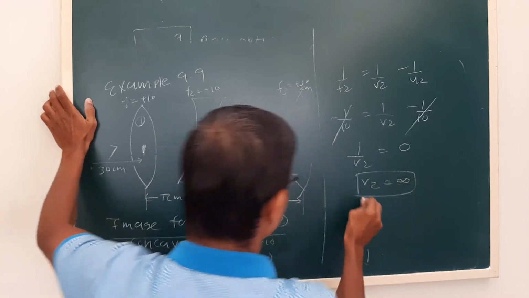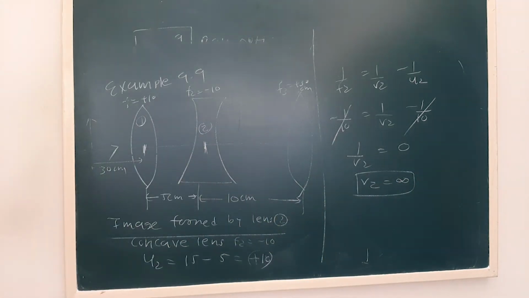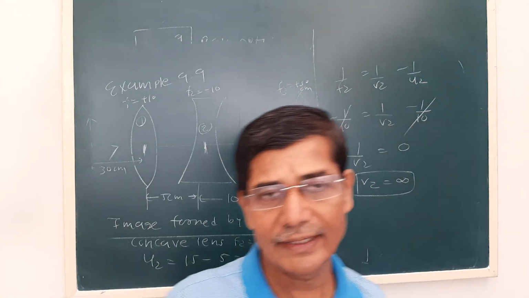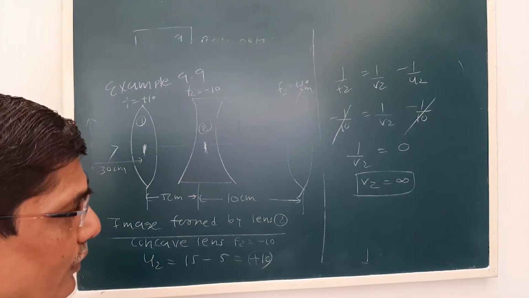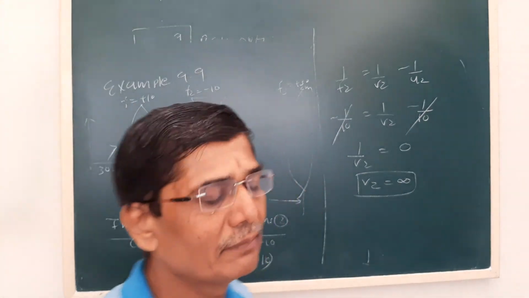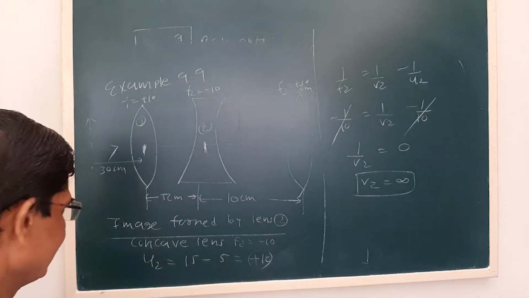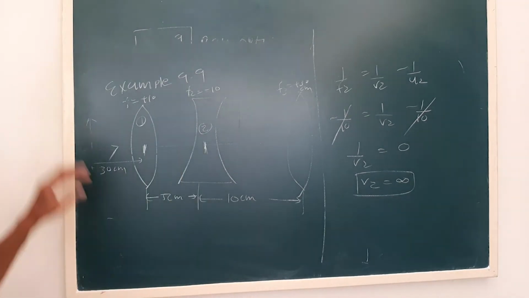See, one more thing we have to take into account: a concave lens is a diverging lens. So it will separate or diverge the rays falling on it. So that's why we get the image distance as infinite.